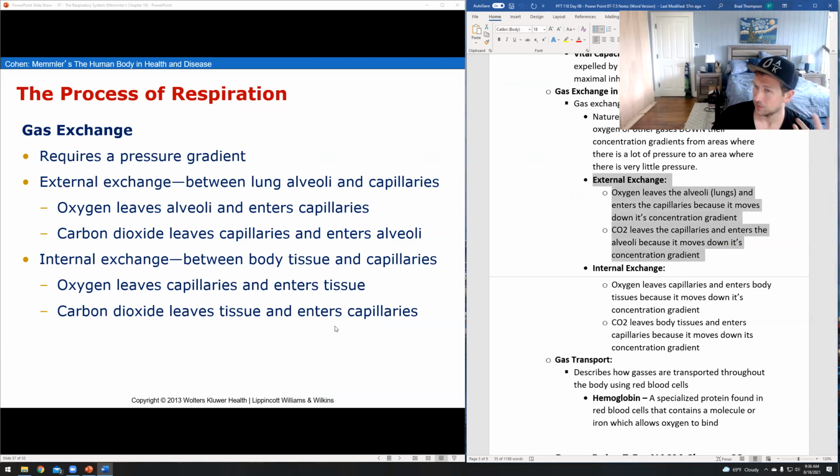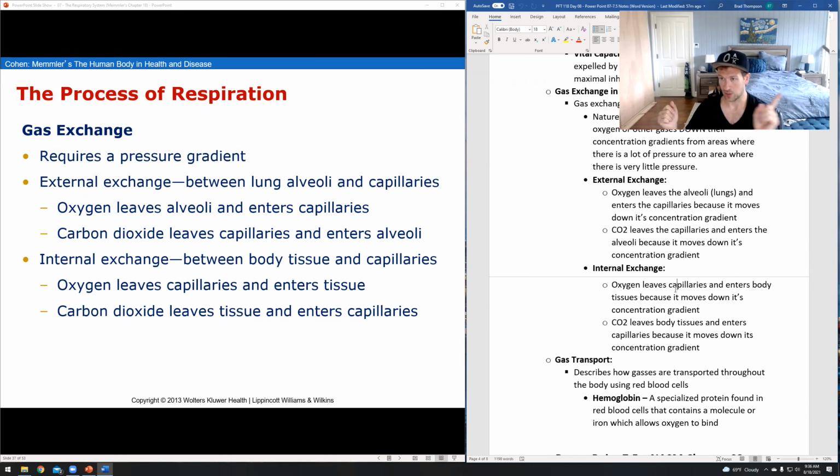And then the exact flip of that happens at the internal exchange, once we get to our body's tissue level. That red blood cell travels to my bicep or wherever. It is going to go, hey, I've got all this oxygen. I've got a high concentration of oxygen within this red blood cell. And then the tissue's like, well, I don't have any oxygen. I have a bunch of CO2.